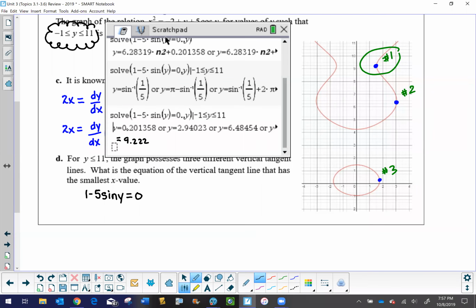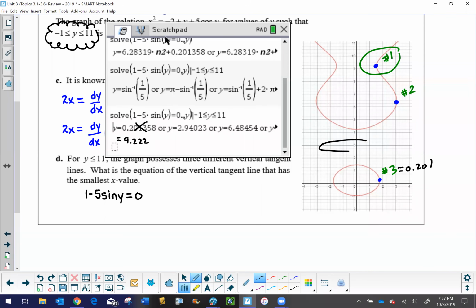Do you think y equals 0.2 is where number 1 is? Of course you don't. That's probably the 0.3 here, isn't it? Y equals 0.201 or whatever. Yeah, it looks about right. It looks to be about where 0.2 is. So that's not the one that we want, okay? Check this one out, guys. 2.9. Y equals 2.9. Where's 2.9?